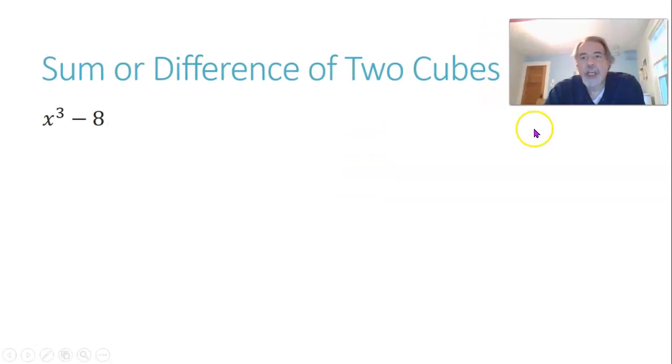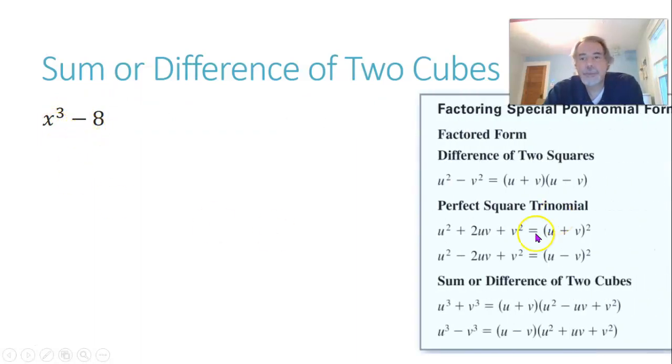Another pattern to watch out for is when you have a difference or a sum, this works with subtraction or addition, of two perfect cubes. Either one perfect cube minus another, like we have here, or one perfect cube plus another. So this rule tells you what to do with that. This is going to factor into two pieces.